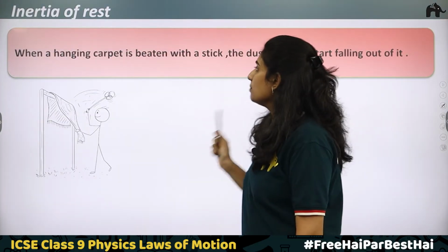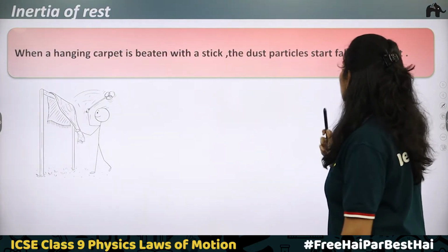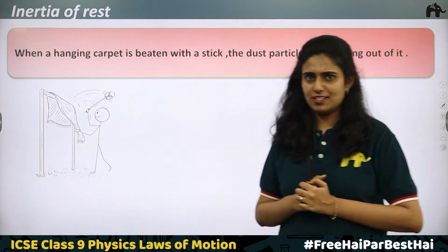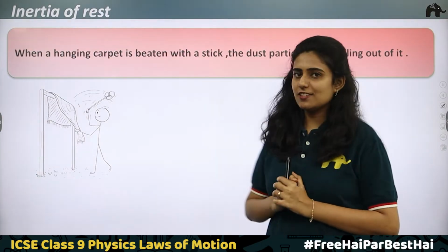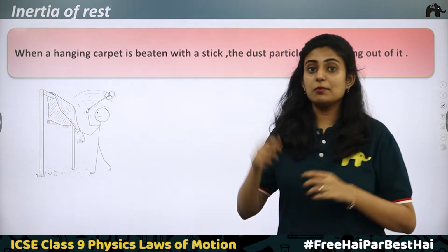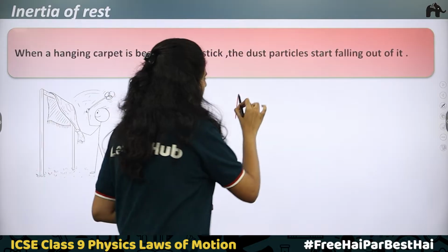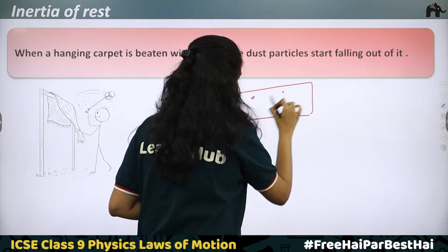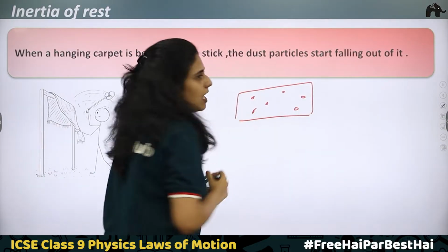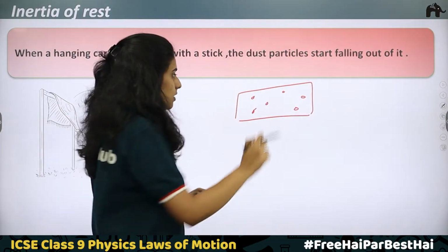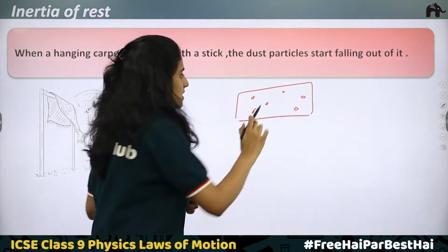Second, when a hanging carpet is beaten with a stick, the dust particles start falling out of it. You can try this, or you might have tried this before. How to remove dust particles from a carpet? This is done by beating with a stick. So here, on the carpet there will be many dust particles. When the carpet is struck with a stick, what happens?